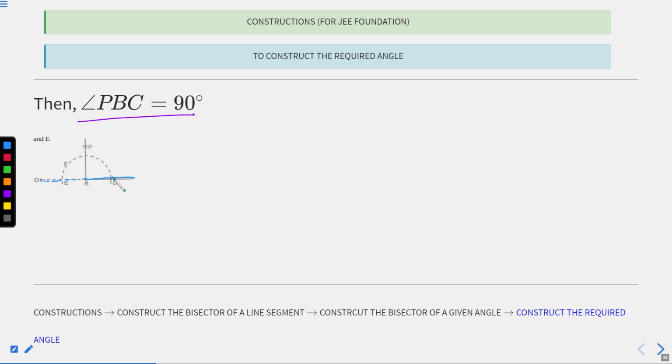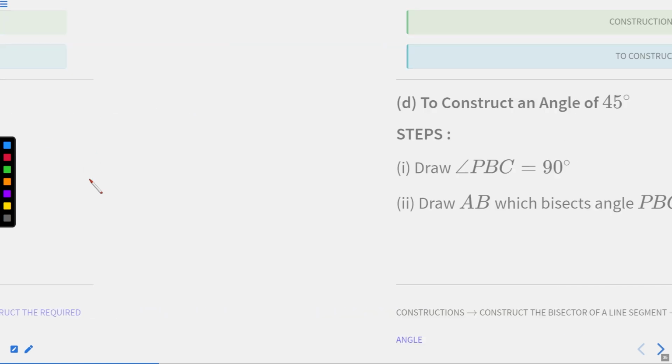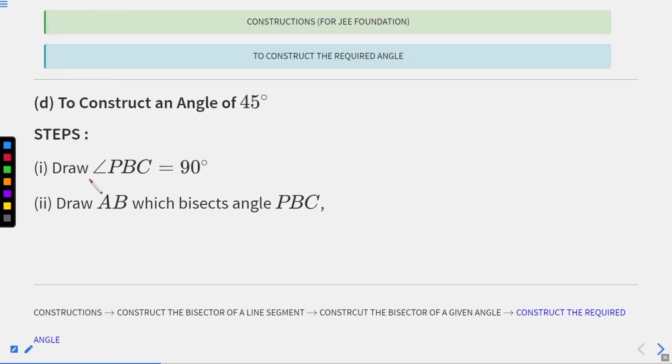Now taking D as center and a radius of the arc more than half of this, we mark this point. Now our center is at E, marking this point, and we get this point. Okay, I hope this is clear, the construction of the 90 degree angle.